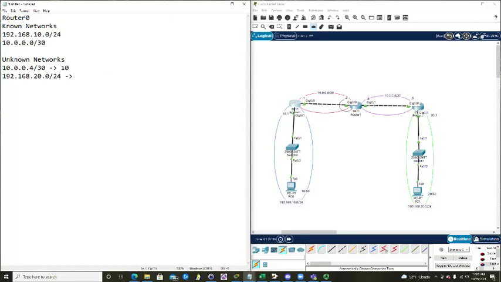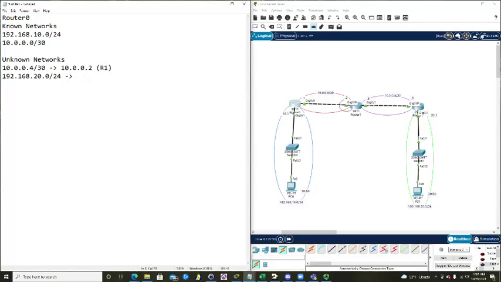So we're going to be sending it to 10.0.0.2, which is router 1. So we're saying if router 0 sees any traffic destined for this network, so either .5 or .6, it will forward the traffic to 10.0.0.2, which is router 1.